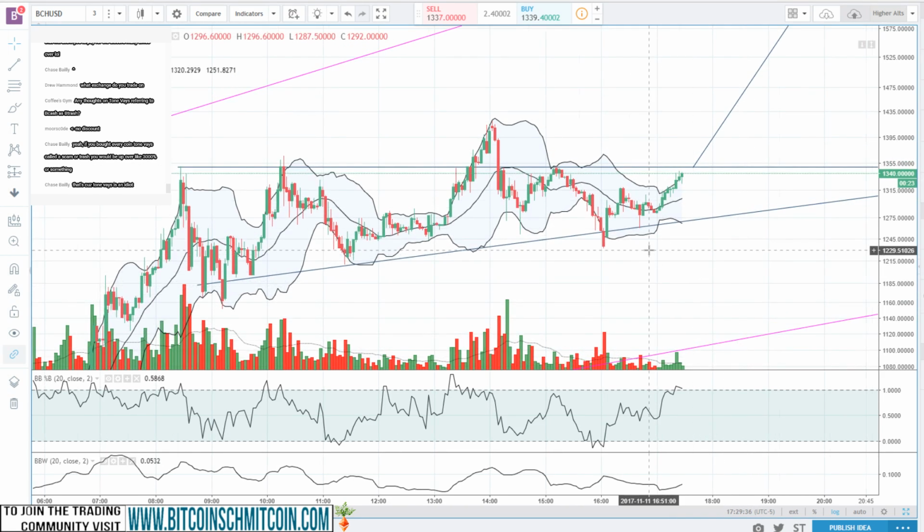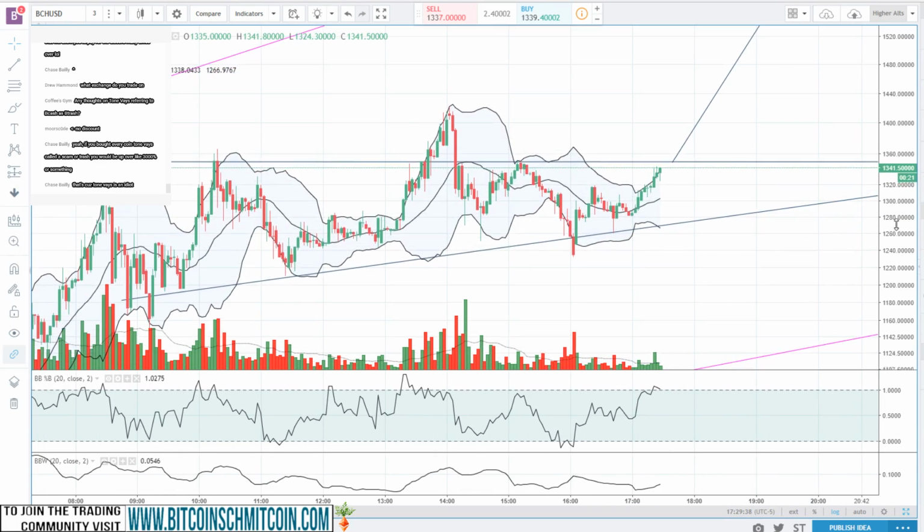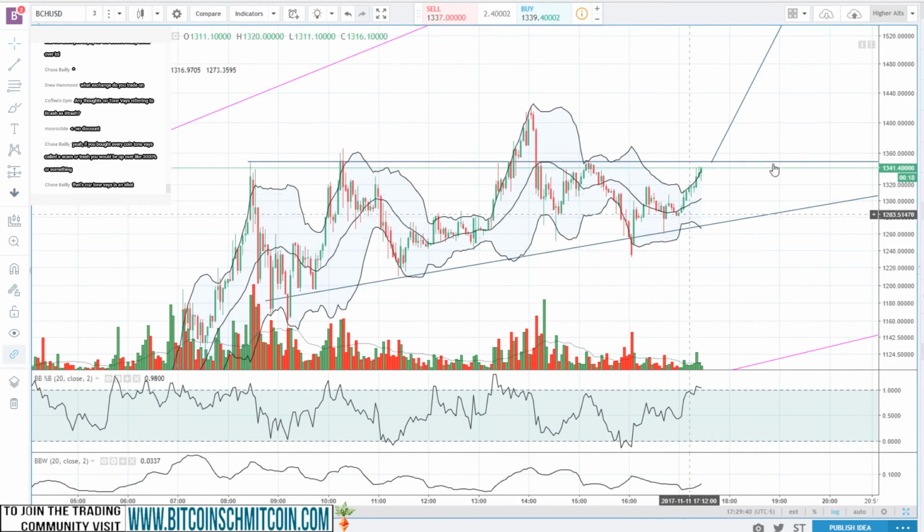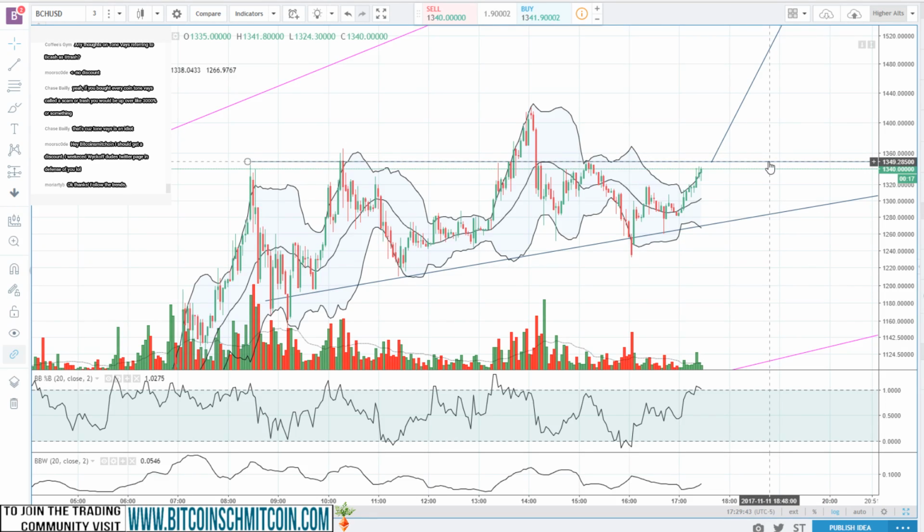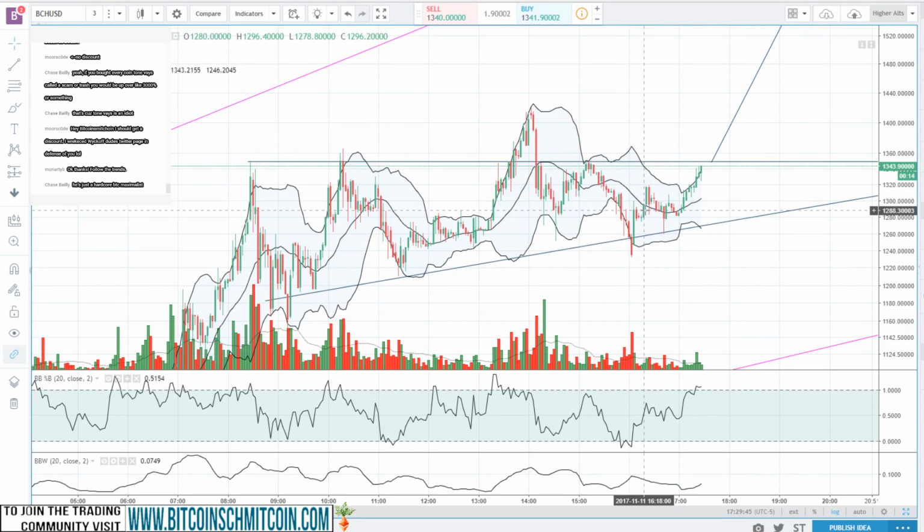All right, we're coming up for a test of this resistance level here. Let's see where we go. We're about, what are we, $9 shy? Yeah, $9 shy of that breakout.